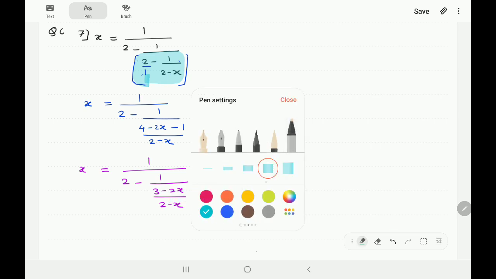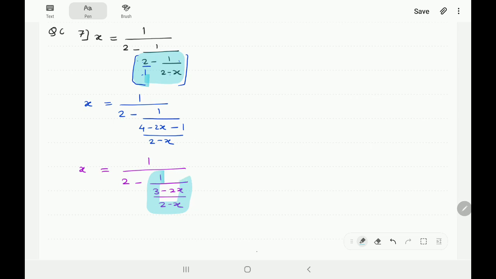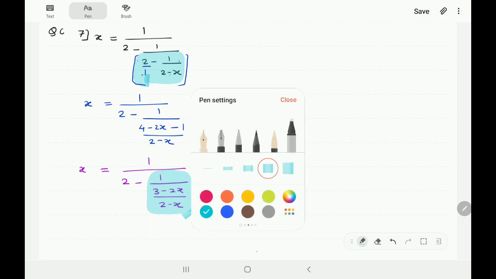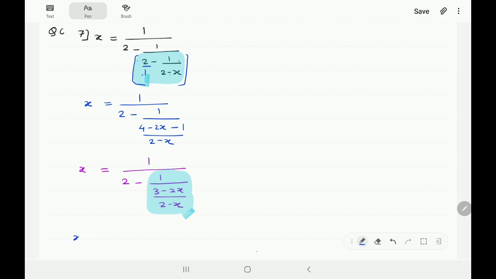Next one, I'll be focusing on this part. There I'm going to focus. I'll be solving that. 1 upon 2 minus 1 upon some fraction. So it is going to reverse and multiply. It's like 1 upon 2 by 3, isn't it? It is going to be 3 by 2. So same thing I'm going to do. I'll just reverse it. It is going to become 2 minus x upon 3 minus 2x. Hope you got it.